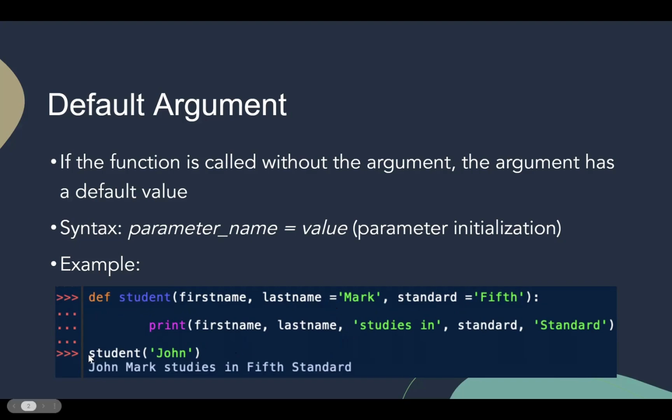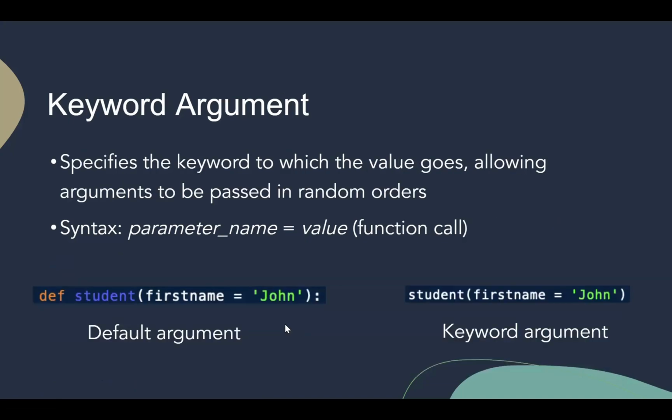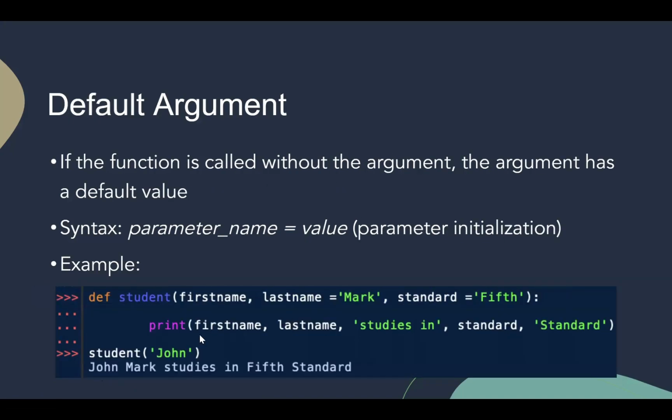So we look down here, we call the function, we say student John. We only give one input. So we only give first name equals John. The other two variables here weren't given inputs, so it just reverts to the default argument. So as you can see, we run this function, even though we didn't give last name and standard, it'll print John Mark studies in 5th standard. So it prints out the first name, the last name, studies in, standard, and then standard.